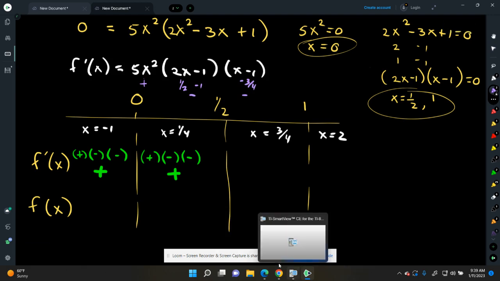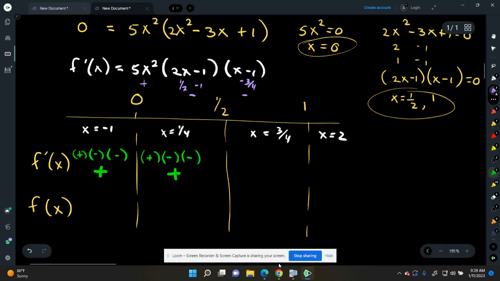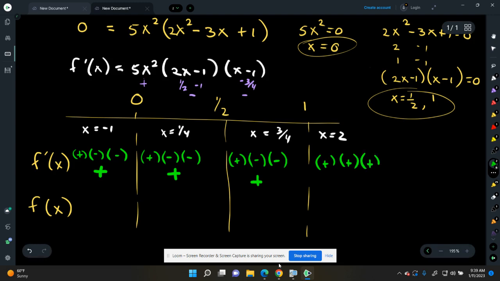You can also just plug it in your calculator. All right, 3/4. So I've got a positive, a negative, and a negative again, right? So that's positive. And then 2, we've got positive, positive, positive. Is that true? Is this positive the whole entire way?